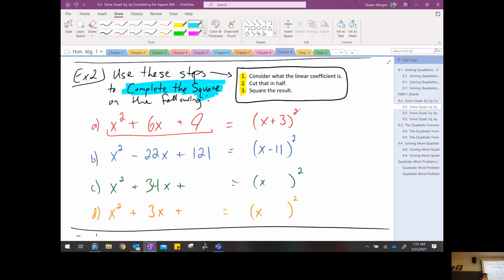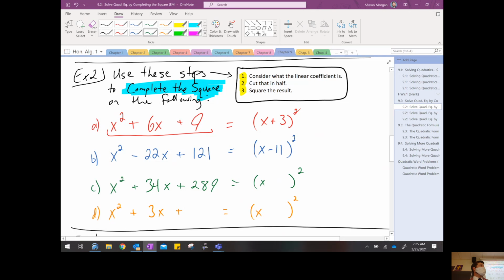All right. So, Alex, you want to do the green one, part C? What am I going to get there in that blank? Walk me through my process. Talk me through it, and I can help you as need be. 34, half of which is 17. Mm-hmm. And we get 289. Very nice.